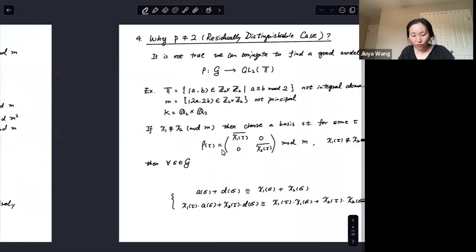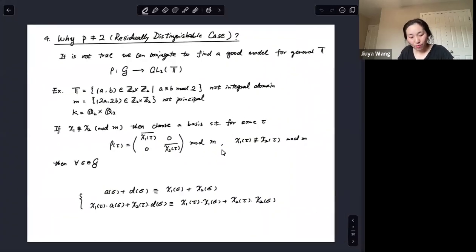why for all these previously mentioned results, we have assumed p not equal to 2. And this is something Shomit has talked about in the morning. This is a residually distinguishable case. So for general T, it is useful to notice that we are not guaranteed to find a good model in GL2(T).